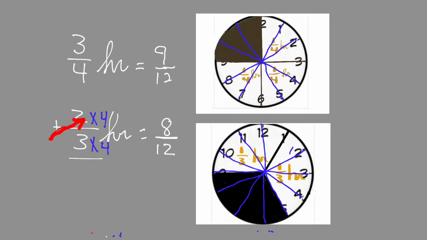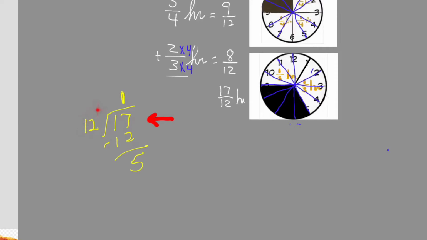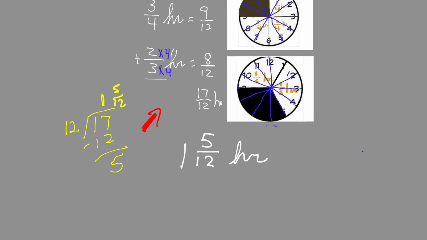Now we've converted both these amounts of times to the same amount of time of 12ths of an hour. So now we can add these. 9/12 and 8/12 will add up to be 17/12 of an hour. 17 divided by 12 will be 1 and 5/12 of an hour. So 3/4 of an hour plus 2/3 of an hour is a total of 1 and 5/12 hours.